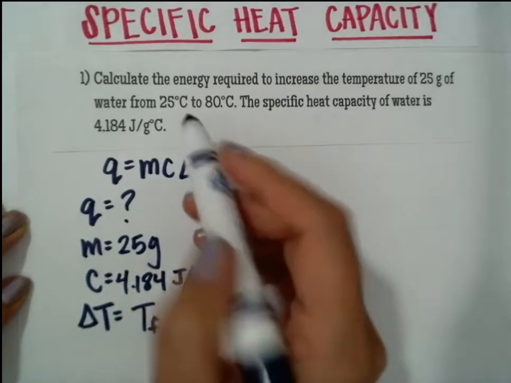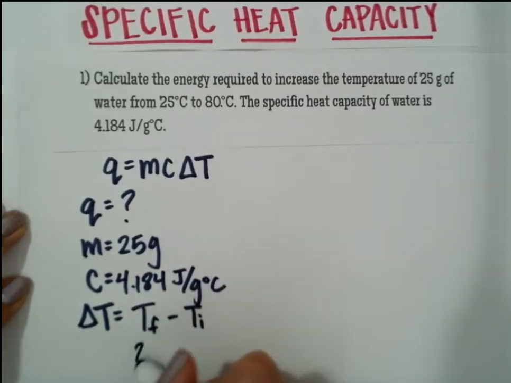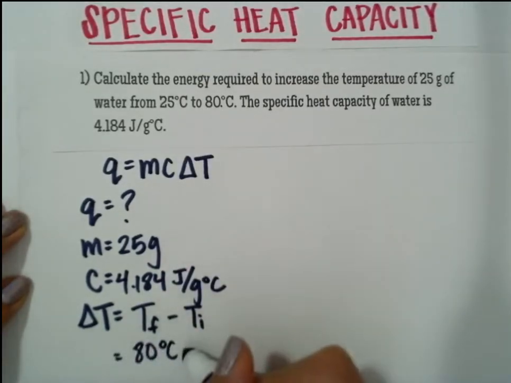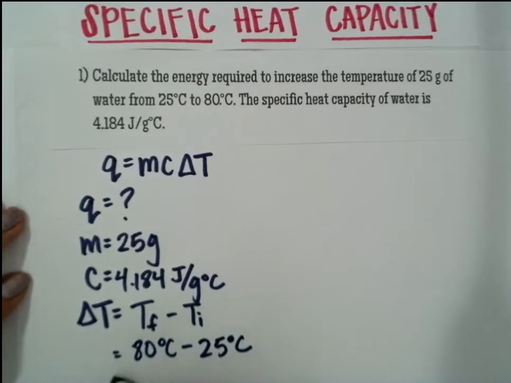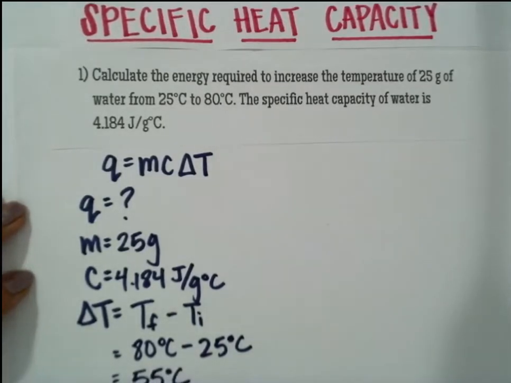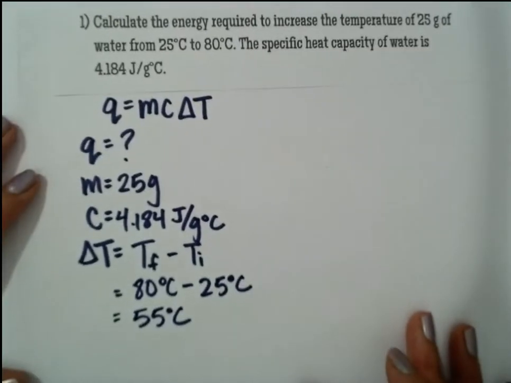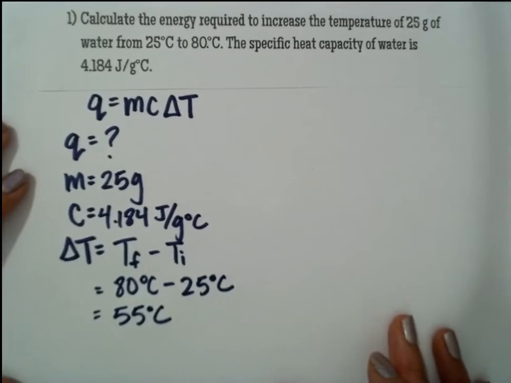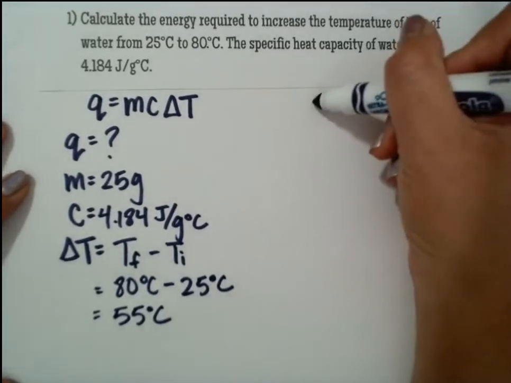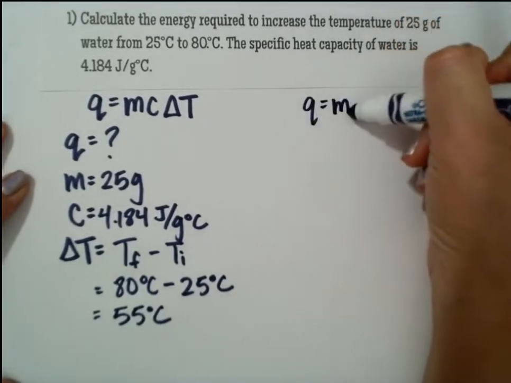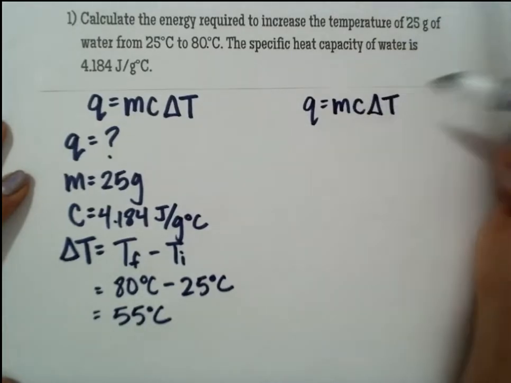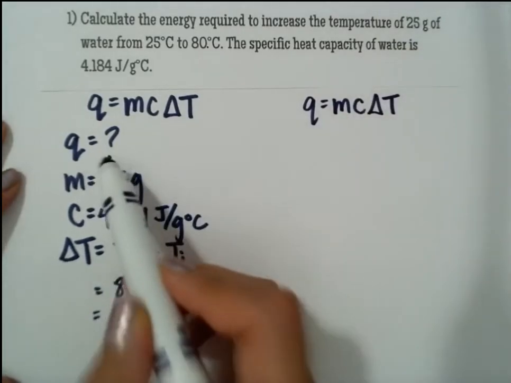which in this case is 80 degrees minus 25 degrees Celsius. And that answer is 55 degrees Celsius. So that is going to be my delta T. Okay, so now I can just plug these numbers into my formula. I don't have to rearrange anything because Q is already by itself, and that's what I'm solving for.